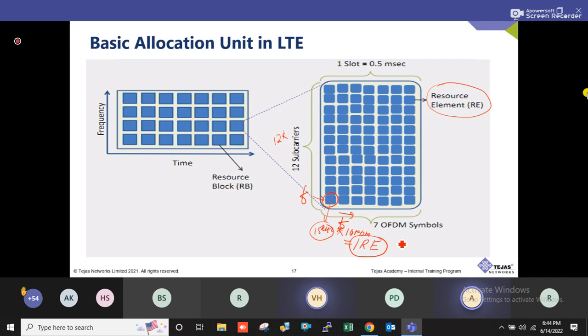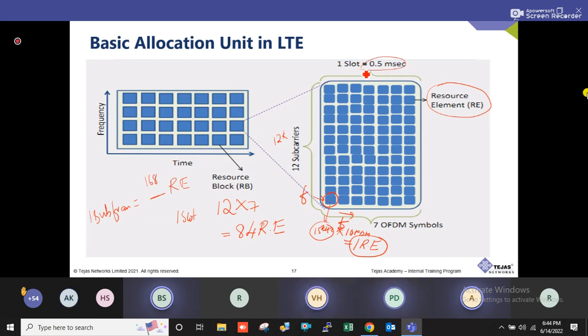Okay. Now, how many such REs are available in one slot? How do you calculate? It's very simple. 12 times 7. So in one slot we have 84 REs, 84 resource elements. So if I ask you now, in one subframe, how many REs are there? What is the answer? 168. Excellent. So it's very simple.